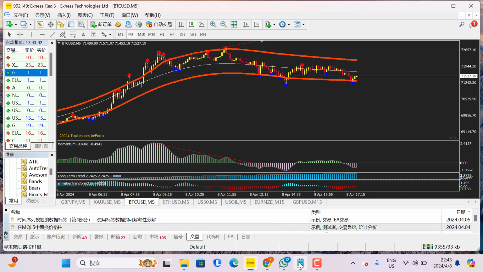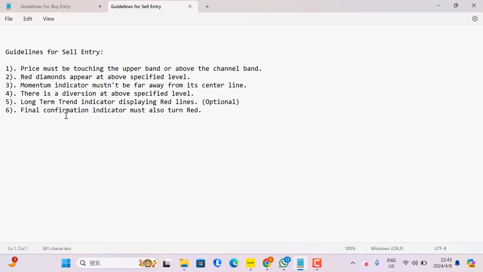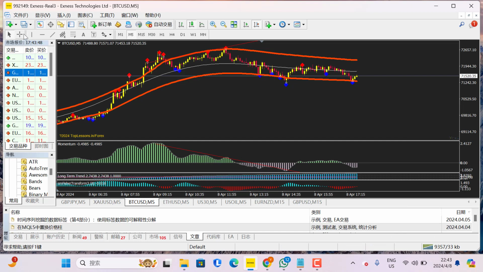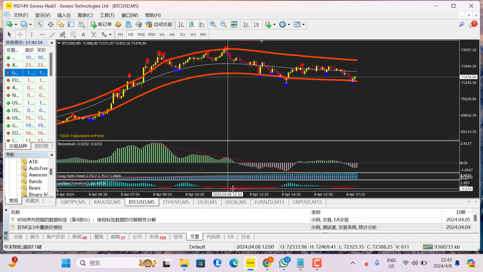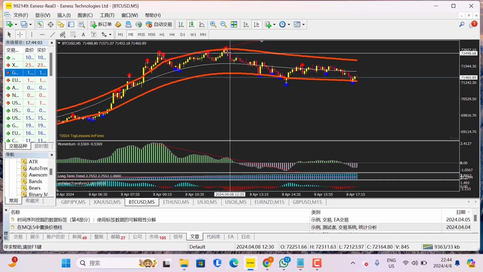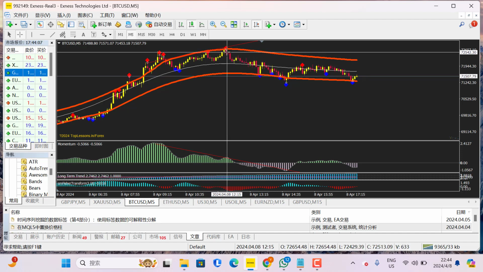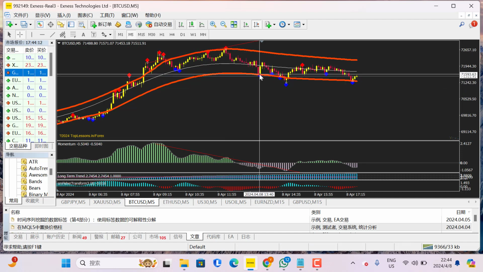Now let's move to our last condition, that is the final confirmation indicator must also turn red. Now let's look at this. For this candle you can see that this final indicator is also displaying red lines. It means that out of 6 conditions, the 5 compulsory conditions are all in agreement, and we are getting a strong signal for a sell position here. I opened my position from this candle and I have booked my profit here.